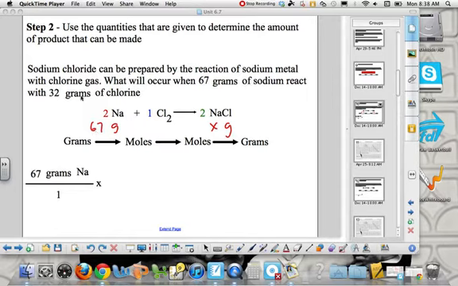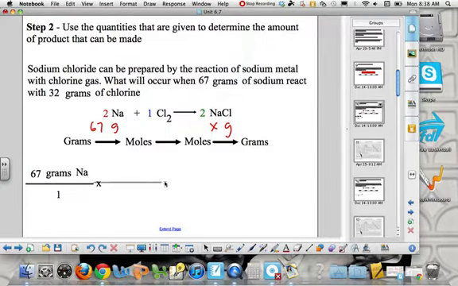So let's take a look at how to actually solve using 67 grams of sodium, how to actually get the grams of sodium chloride that we're looking for. Again, we're going to take the 67 grams of sodium and put that over 1 to start. Now we're going to have to multiply that by a conversion factor. On the bottom is whatever unit we had on the top of the previous step.